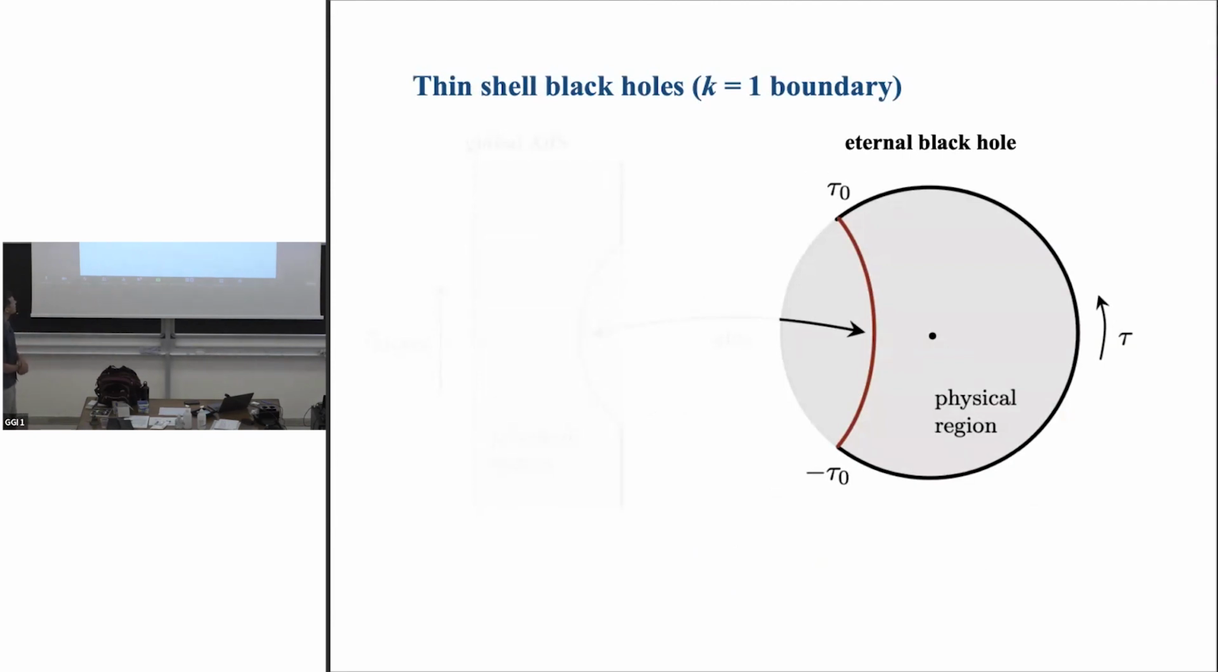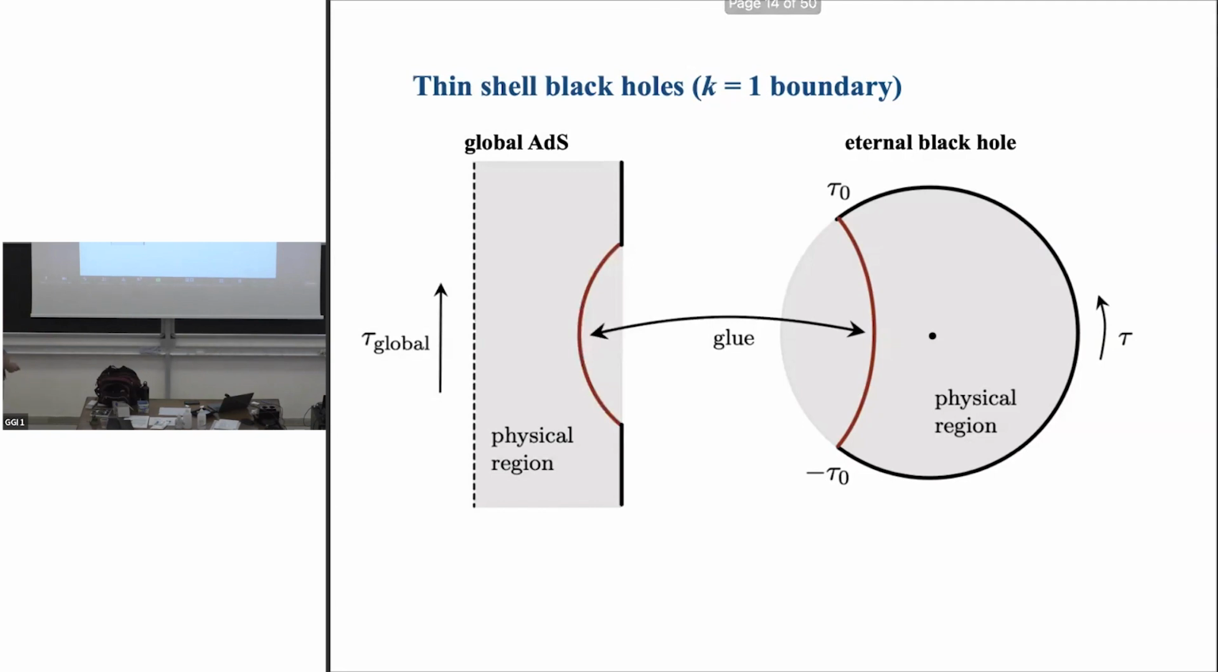So for the first example, the thin shell black holes, the way you construct these solutions is you start with the eternal black hole, and then you put a thin shell of matter chopping off part of the eternal black hole. What I'm drawing here is the Euclidean time circle, and we're going to put the thin shell here and then glue that to global AdS. So we chop off the eternal black hole and glue that to a vacuum AdS region. The way this gluing is done means that we're talking about pure states in a theory on the sphere or cylinder in the CFT.